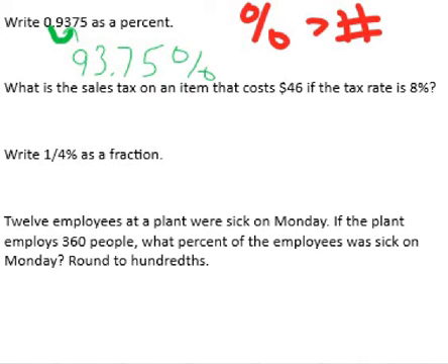What is the sales tax on an item that costs $46 if the tax rate is 8%? Well, 8%, to change that then to a number, we would either divide it by 100 or move the decimal over 2 spots to the left. So 8 is the same thing as 8 with a decimal after it. Move it 2 spots to the left. Have to put a 0 there. So 0.08. And then we're going to do 46 times 0.08.